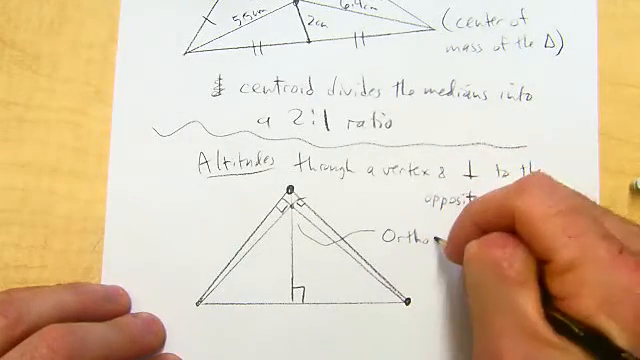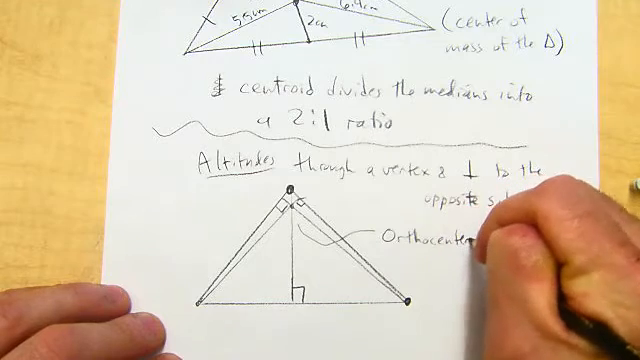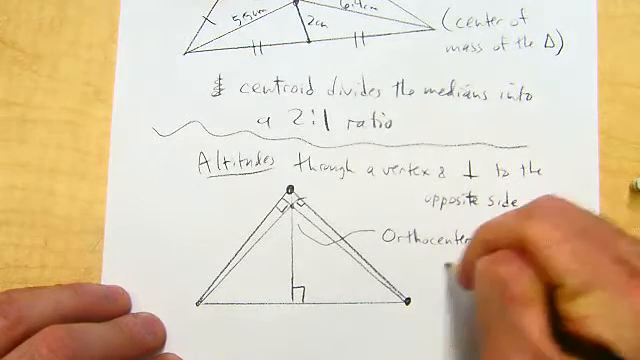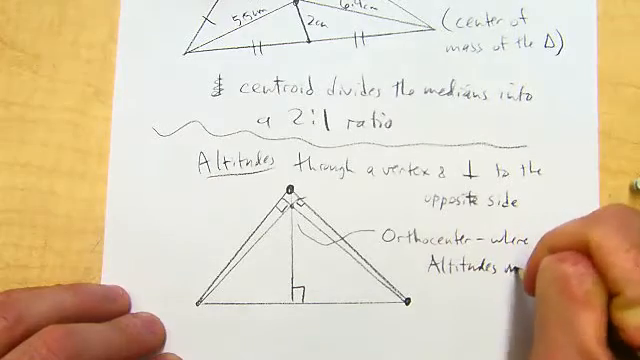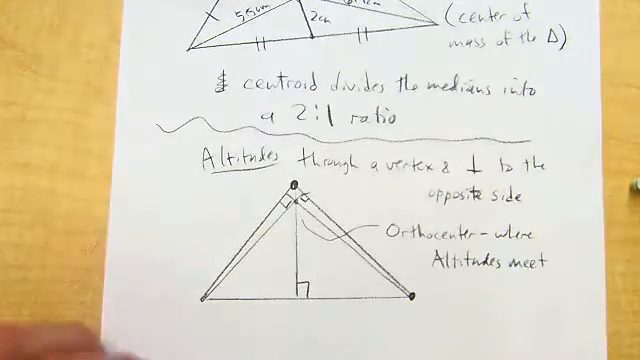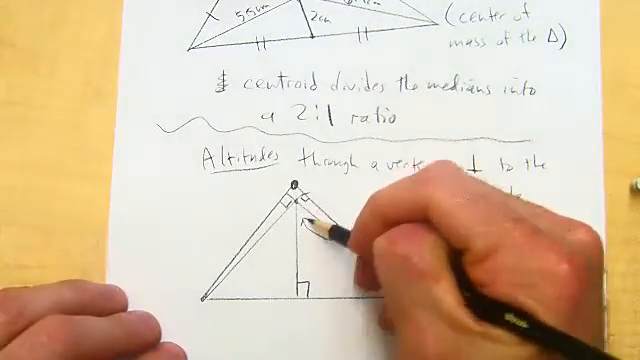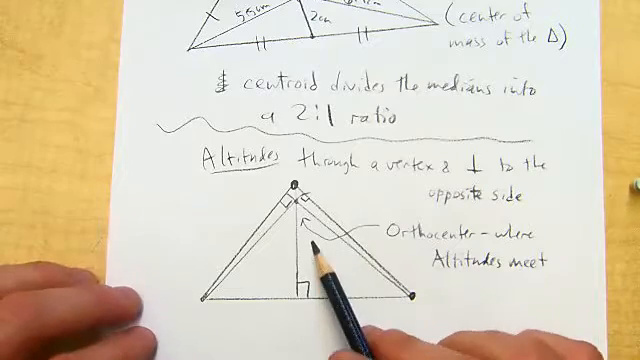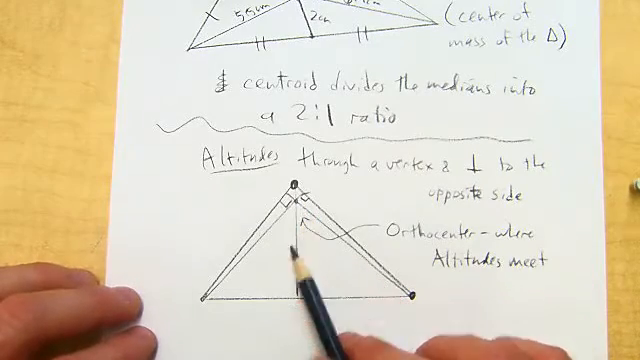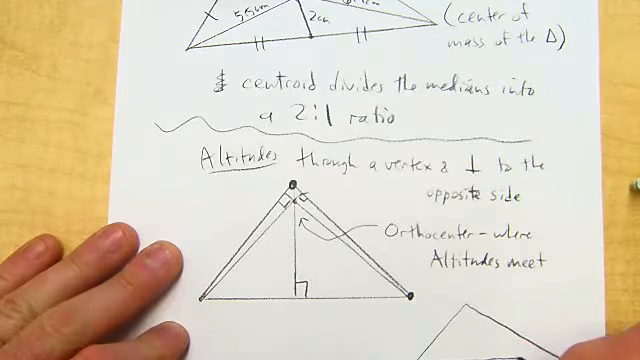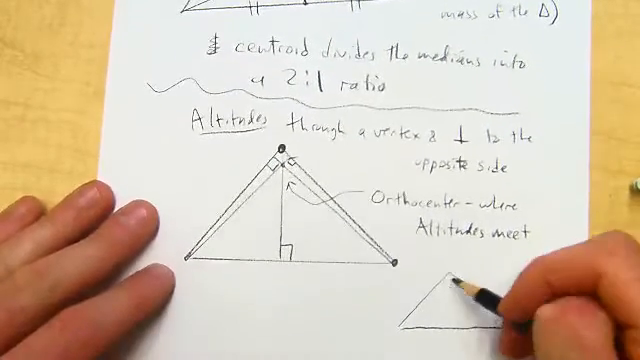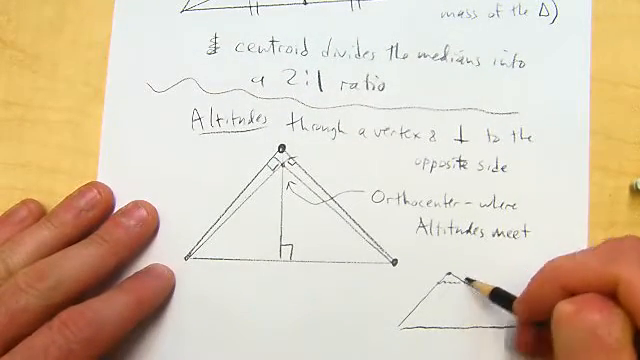Ortho, like orthodontist. That's where the altitudes meet. There's not really a special property of that like there was on the other ones. It's just kind of where the altitudes meet. Think about altitude as like the height. You know, if I have a triangle and I say, what's the height of this triangle? You basically would go here, or like a mountain.